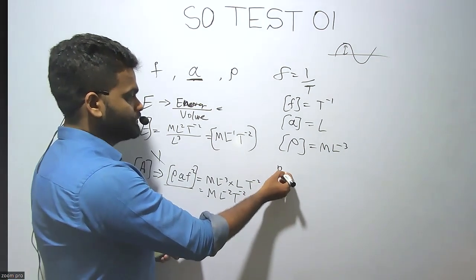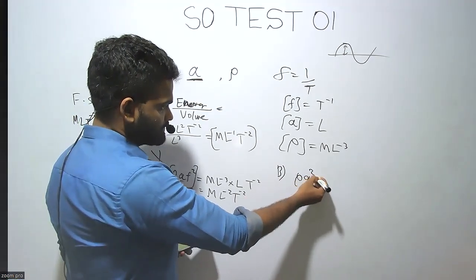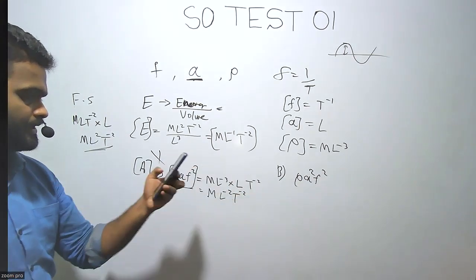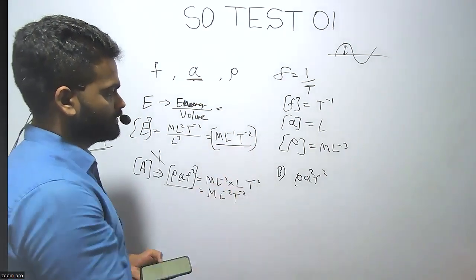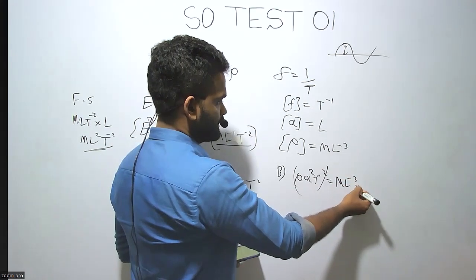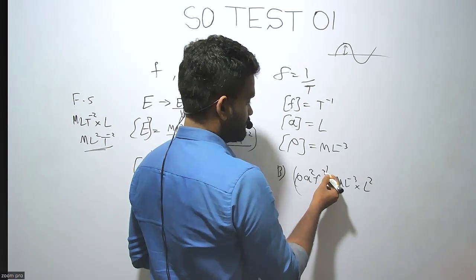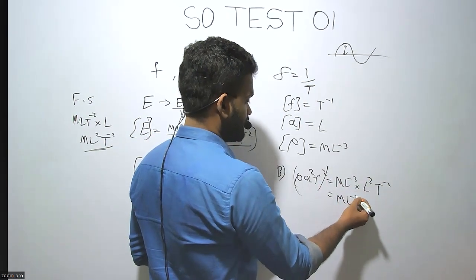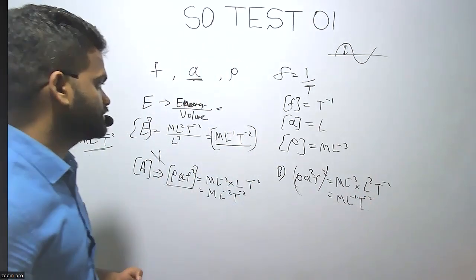Then we'll move on to B. Here we have rho A squared f squared. Let's check whether it has dimensions of E. E means energy per unit volume. Rho is M L minus 3. This is length, length squared. T minus 1 squared is T minus 2. So we have M L minus 3 plus 2, minus 1. T minus 2. M L minus 1, T minus 2.